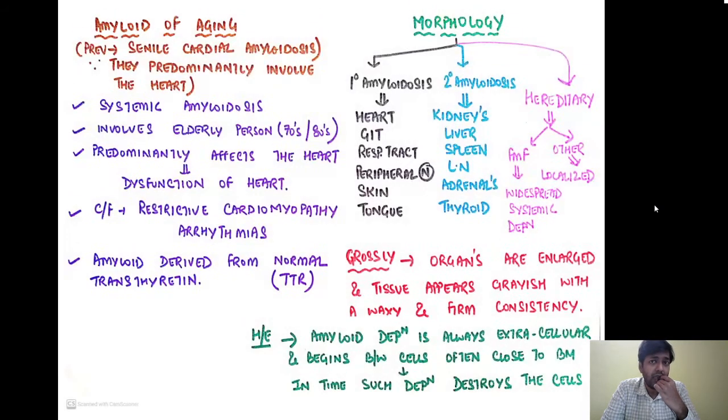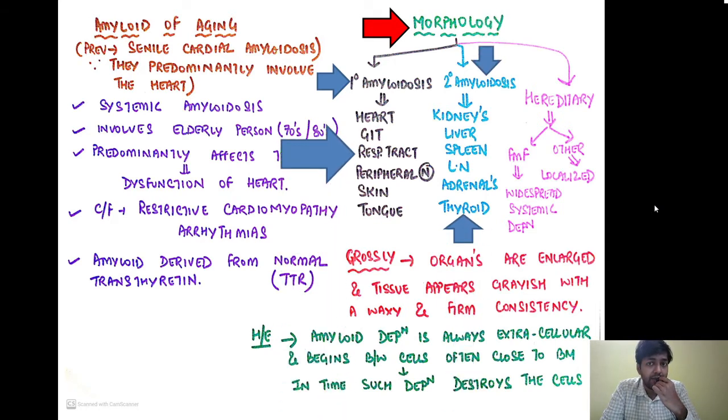Now we are going to discuss in detail the morphology of amyloidosis, how they look. So if you look, the primary amyloidosis, as I already discussed, involves the heart, GI tract, respiratory tract, peripheral nerve, skin and the tongue. The secondary variety of amyloidosis involves the kidneys, liver, spleen, lymph node, adrenals and thyroid, whereas in the hereditary variety, familial Mediterranean fever involves widespread systemic deposition, whereas the other varieties are localized. So grossly, any organ which is involved by amyloidosis is enlarged and the tissue appears grayish with a waxy and firm consistency.